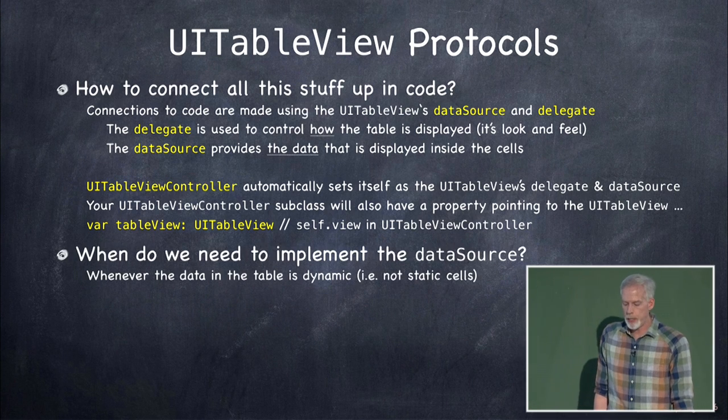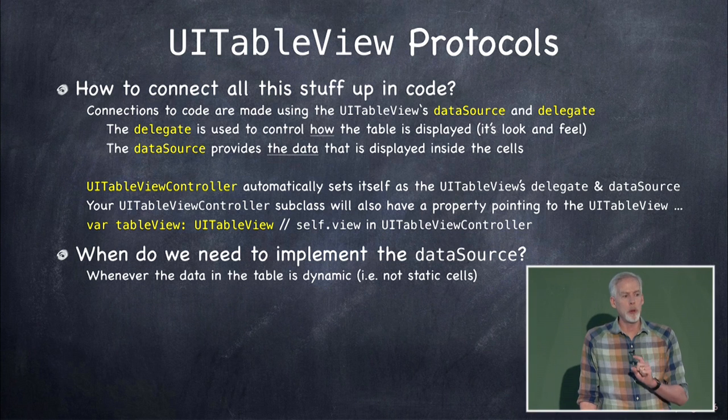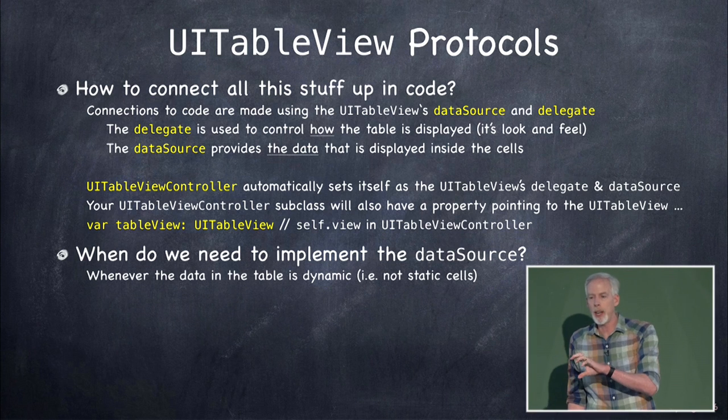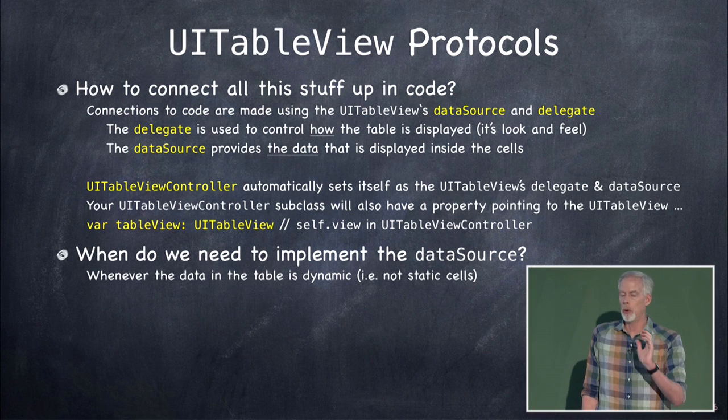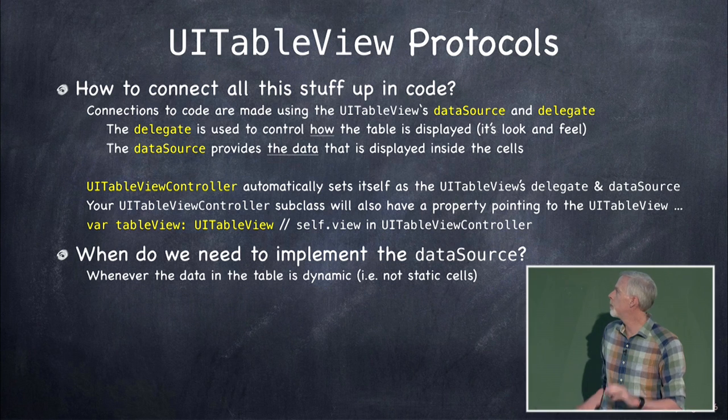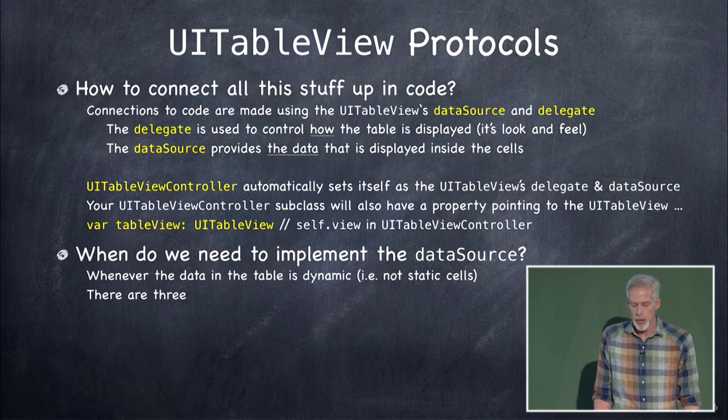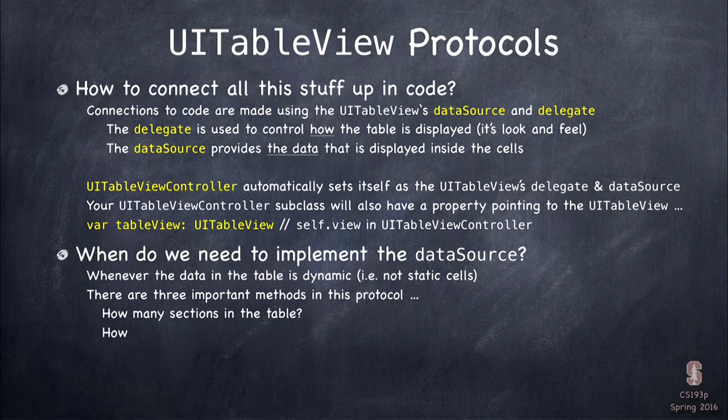All right, so when do we need to implement the data source? Only if we're doing dynamic cells. If we're doing static, like the settings example, the grouped settings thing, then you just do it in your storyboard. You don't need to do anything in the data source protocol to make that work. Okay? But if you're doing dynamic, you need to do it.